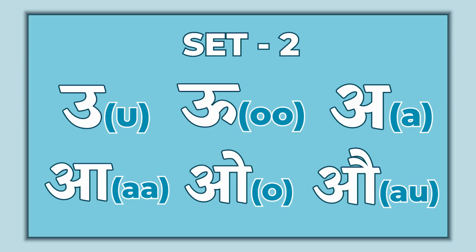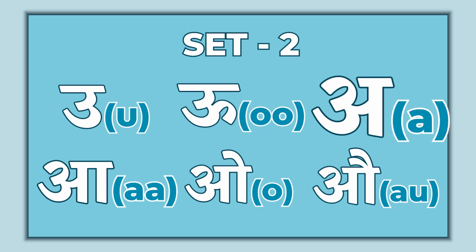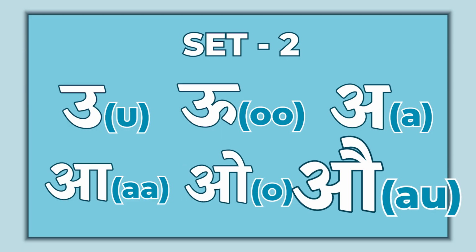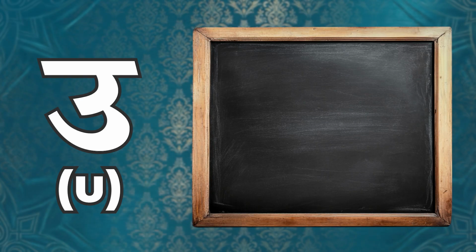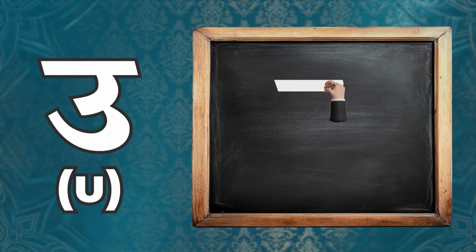After set 1, now we will learn the letters of set 2 of the Devanagari alphabet. In set 2, we will look at a total of 6 letters and learn how to write them. These 6 letters are U, A, O and O. To begin, we will look at the letter U. So to write the letter U, we first draw our Shirorekha.